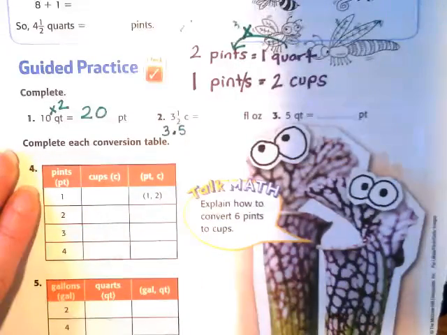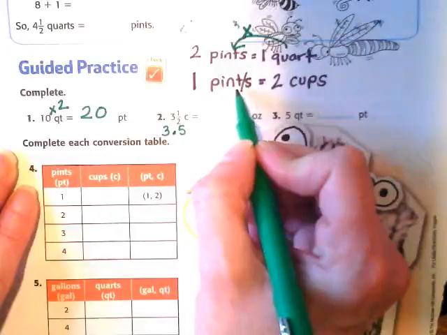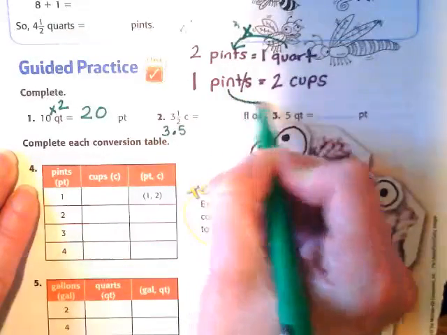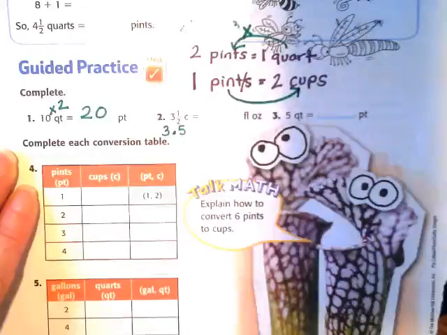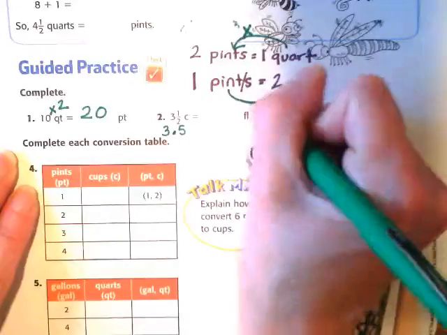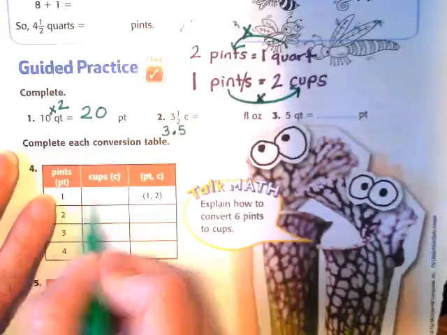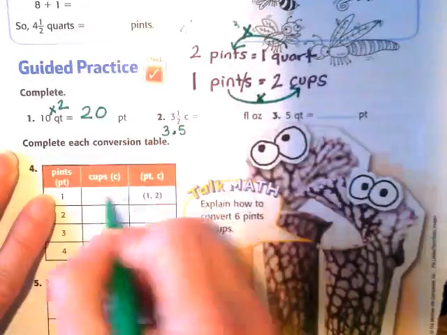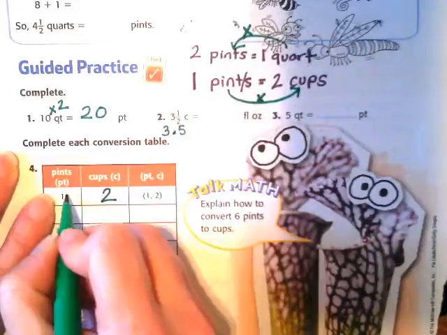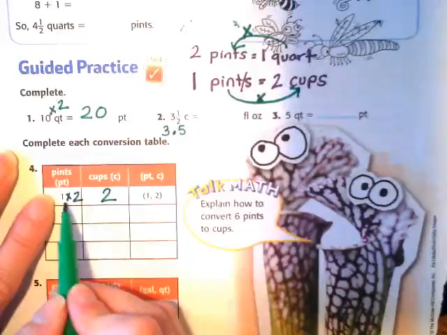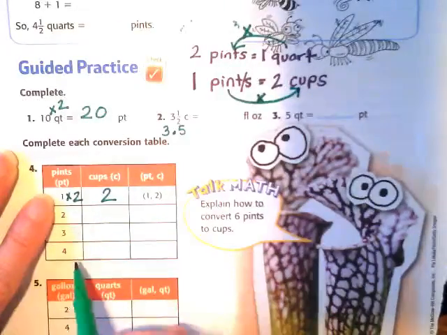Now, if I am going from my bigger unit of measurement to my smaller unit of measurement, I am going to multiply. So if it's 1 pint, I already know right here it says that it's going to be 2 cups. What did I do? I multiplied by 2. Now that I know that I'm multiplying by 2, I can do it for all of them.